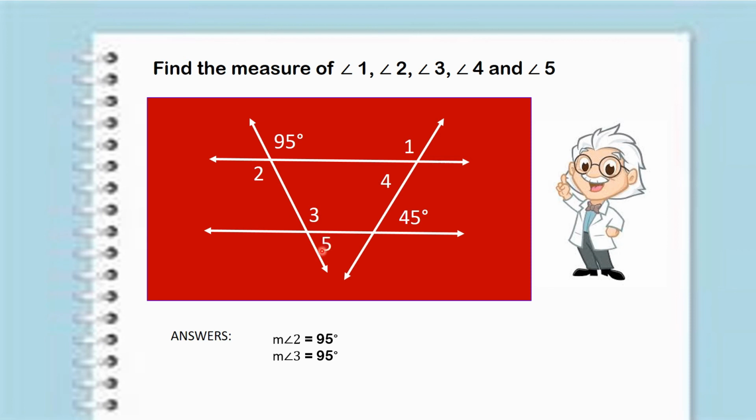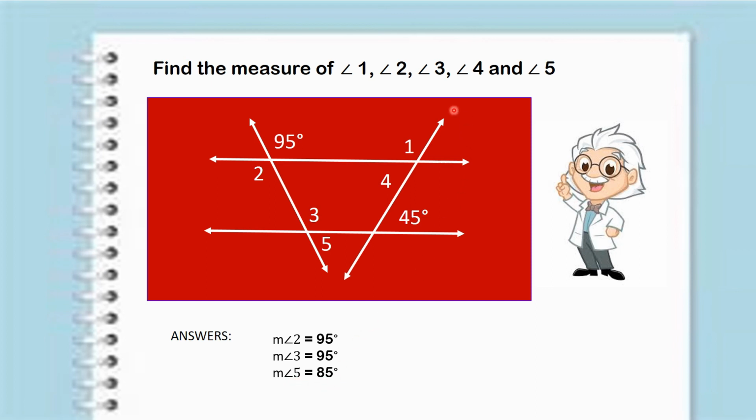How about angle 5 here? They are on the same side of this transversal, and they are both exterior angles. So they are exterior angles on the same side of the transversal. And if you remember, exterior angles on the same side of the transversal are supplementary. So the sum is 180. Therefore, the measure of angle 5 is 85 degrees. How do we get it? By just subtracting 95 degrees from 180 degrees. The difference is 85 degrees, which is the measure of angle 5.